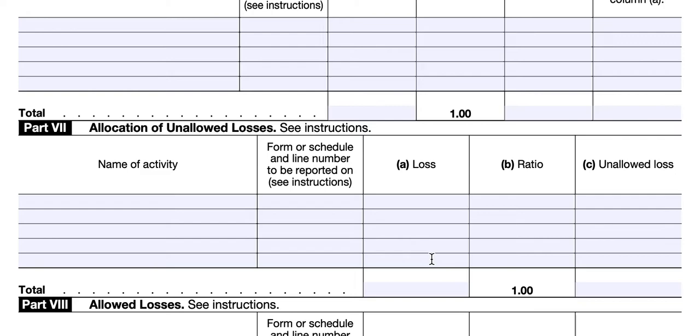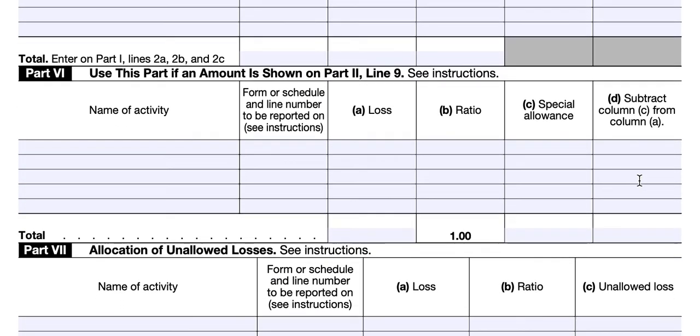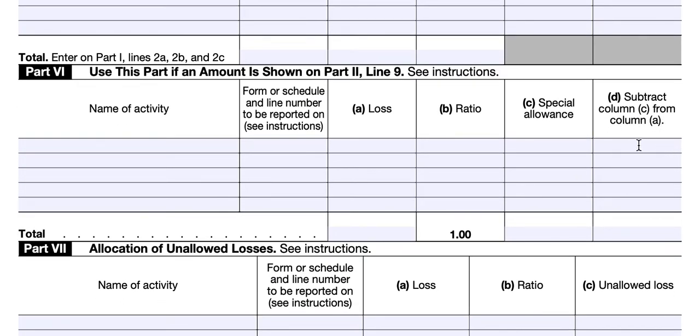Part 7 contains unallocated losses. You will complete Part 7 if any activities have an overall loss in column E of Part 5 or losses in column D of Part 6, or any prior year unallowed CRD included in Part 1, line 3, if you did not have to complete Part 6.